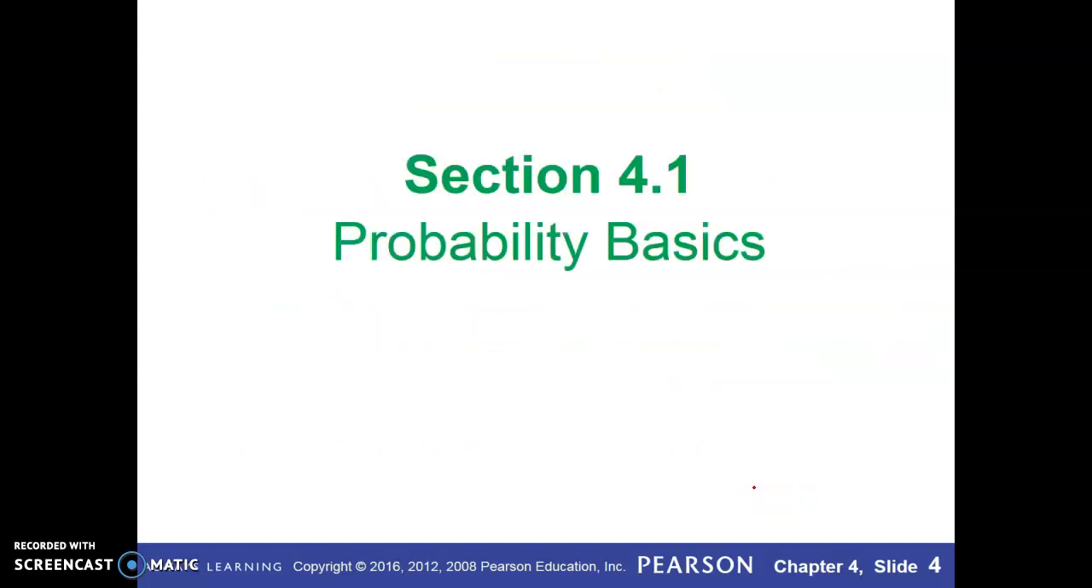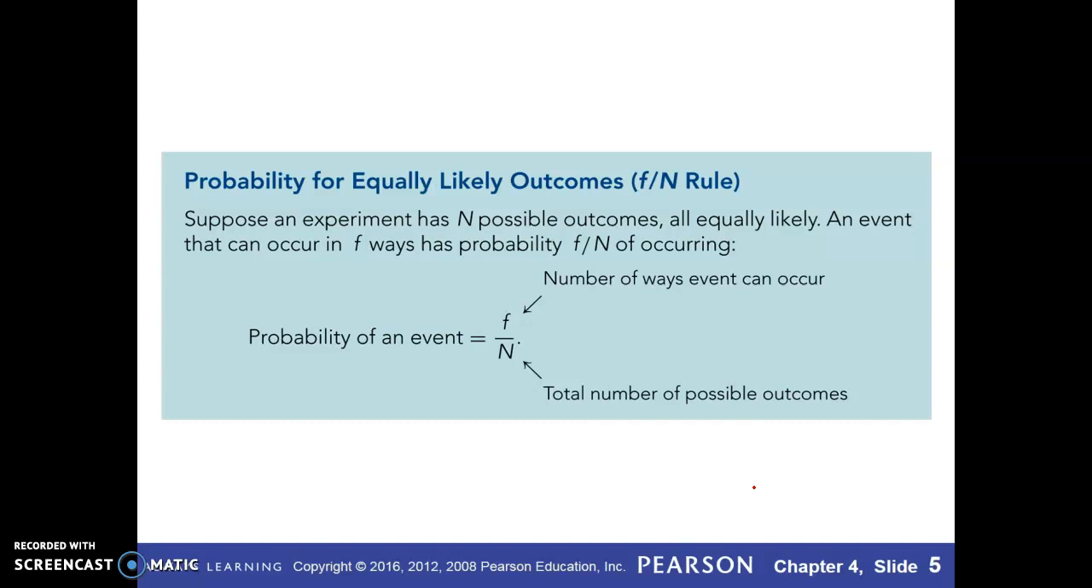In 4.1, we're going to talk about the probability basics. So some really basic things with probability. I'm guessing you probably already know these basic things, but we're going to talk about them anyway, just so that we don't make any assumptions that you know something, and then it turns out that you don't. So one of those basics is just the definition of a probability.